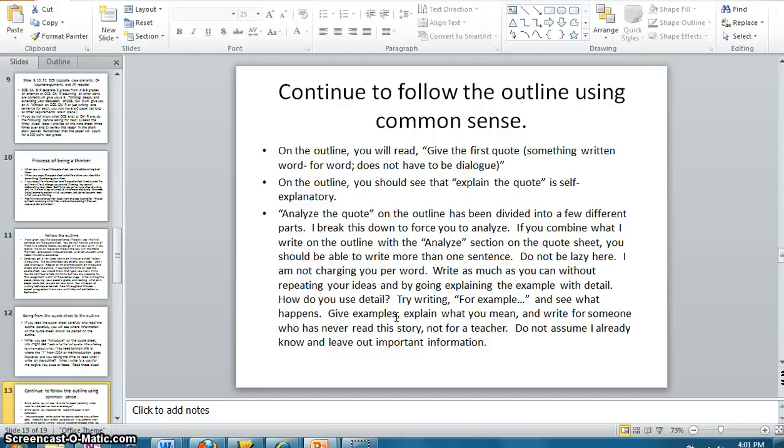Don't be lazy here. I am not charging you per word. Write as much as you can without repeating your ideas by explaining, going deeper, explaining the example with detail. How do you use detail? Try writing for example and see what happens. Give examples. Explain what you mean. Write for someone who's never read the story, not for a teacher. Do not assume I already know something and leave out important information.